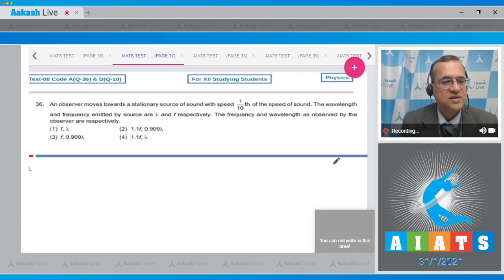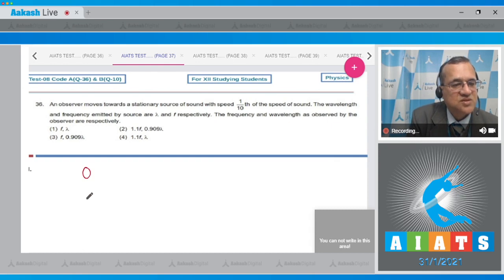Question number 36 says that an observer moves toward a stationary source of sound with speed 1/10 of the speed of the sound. The wavelength and the frequency emitted by the source are lambda and f respectively. The frequency and the wavelength observed by the observer are respectively.